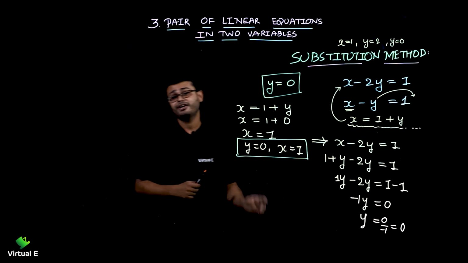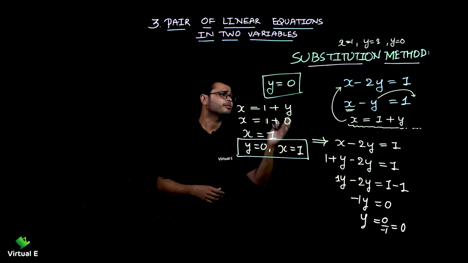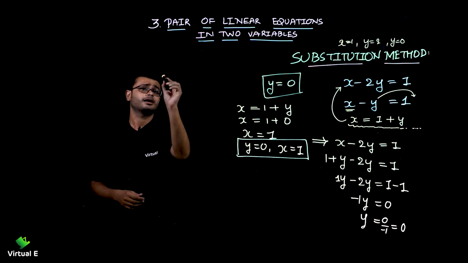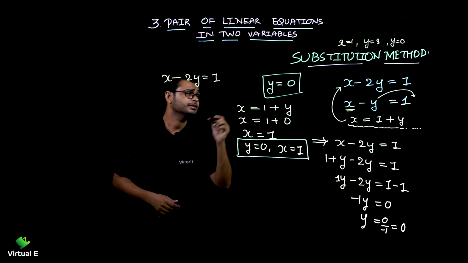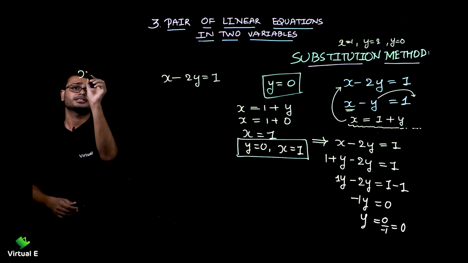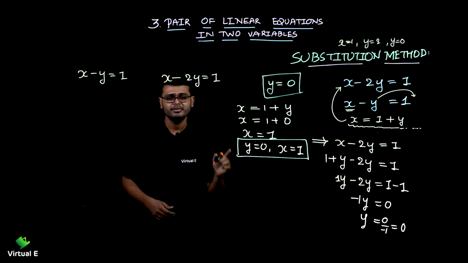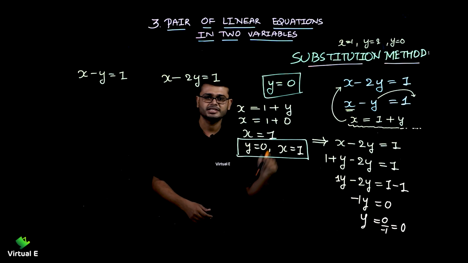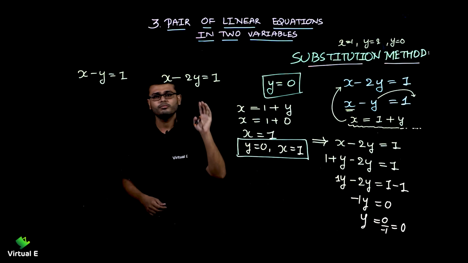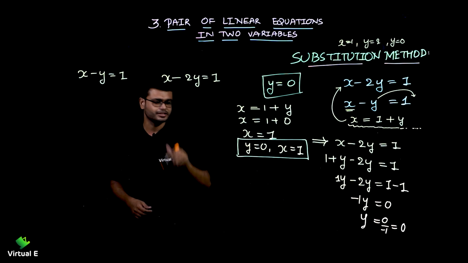Let's verify this solution. Is it correct or not? So let me rewrite both equations. x minus 2y is equal to 1 and the other, x minus y is equal to 1. Remember, we need to substitute the values y is equal to 0 and x is equal to 1. We are going to make sure that LHS and RHS in both cases are equal.